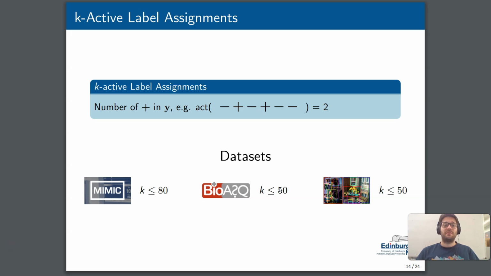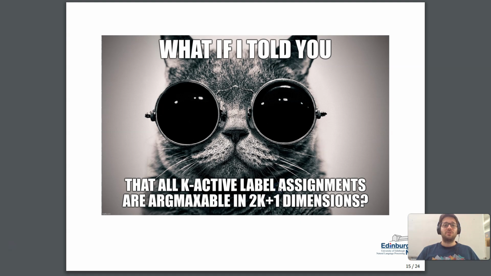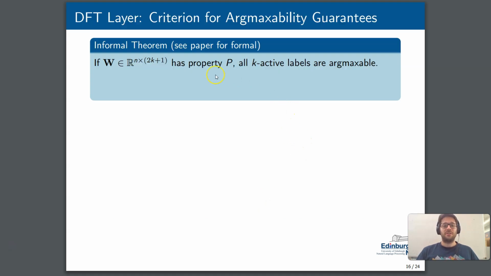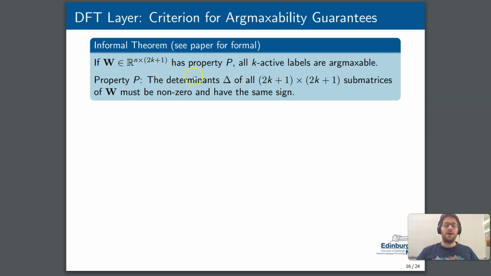What does this have to do with the guarantees we want? Well, it turns out that there is a beautiful geometric result we can use. That is, there is a family of matrices with 2K plus 1 columns that give us the guarantees we seek. Moreover, these matrices are defined by a remarkably simple property. I do not have time to go into the details about this property that is stated here as an informal theorem. You can see our paper for more details. However, it involves the determinants of submatrices of W, and it's a very simple check on these determinants.